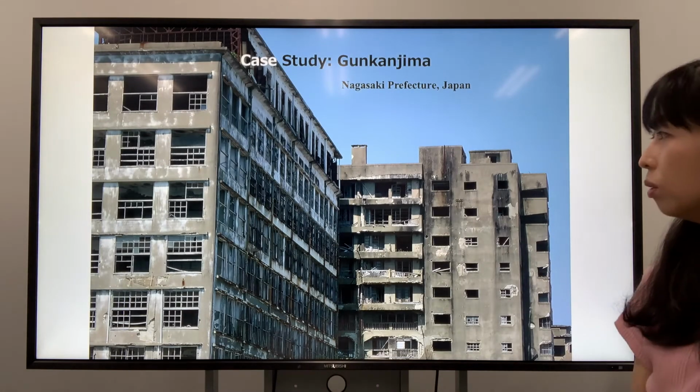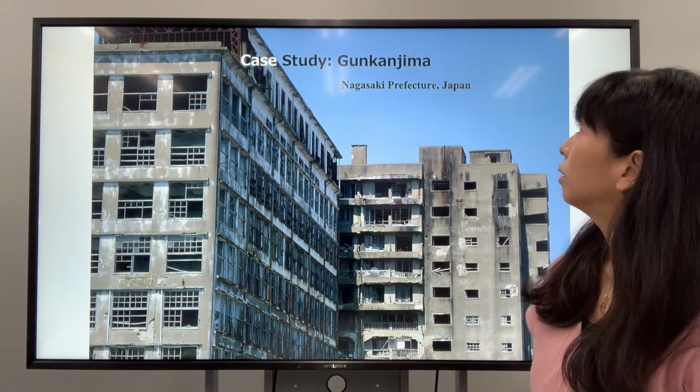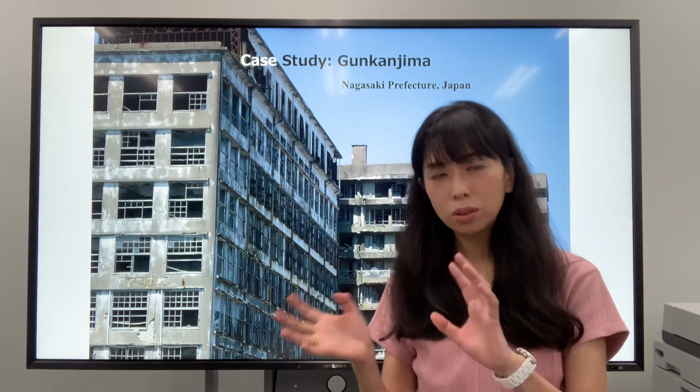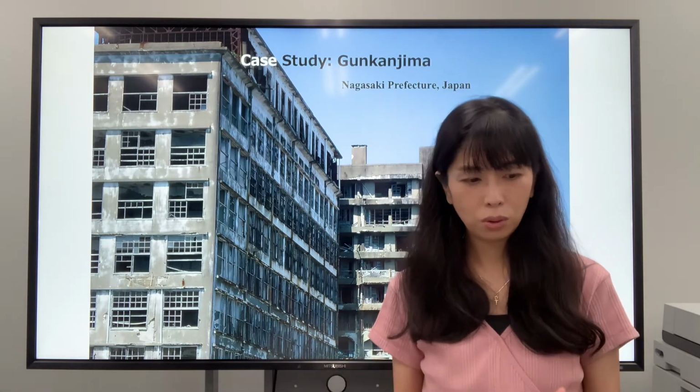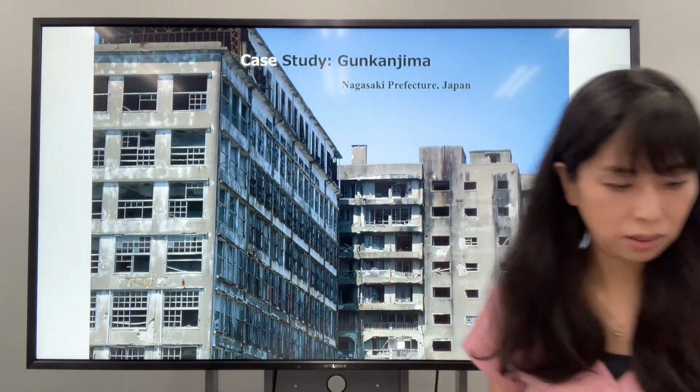Now I'm going to present two case studies. One is from Japan. It's called Gunkanjima. The other one is Kowloon Walled City. So both of them, there is no one living anymore. So I only can show you through some historical evidences.